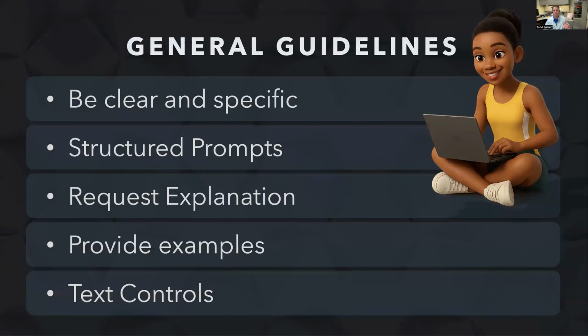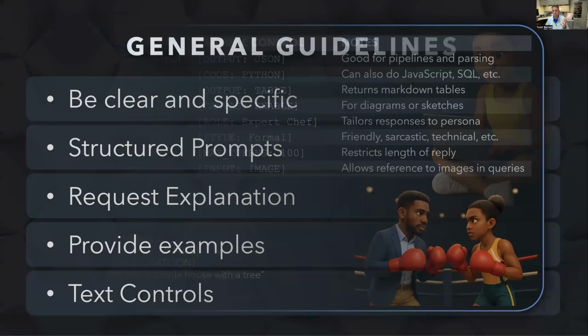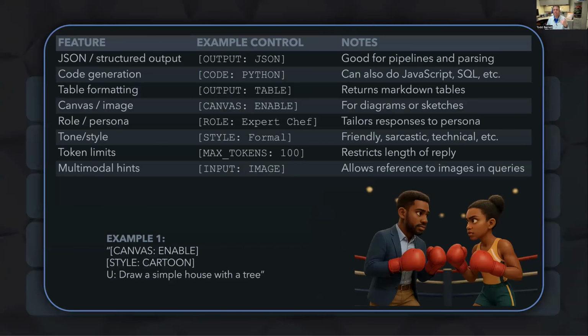Okay, let's jump back in here. So our last general guideline is you can use text controls to shape how it responds. And there are a lot of these you can do. Here's a chart of different things that I've come across. You can tell it how to structure the output. If you want output in JSON format, if you're writing code and you want to interpret that output, you can force it. I want you to give me output in JSON, or I want you to generate Python code. I want you to give me a table.